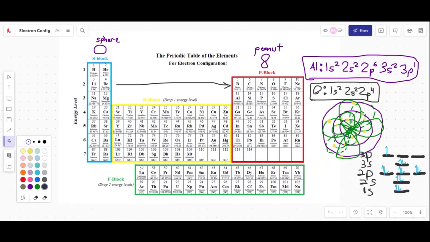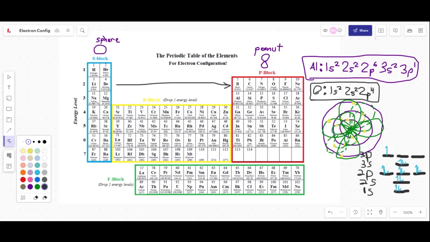You can think of three orientations of a peanut. You can have it going up and down. You can tilt it on its side and have it going side to side, or you can tilt it so that it's pointing away from you, and then it's in and out. So there are three different orientations of the p orbital. And each one of those pathways can have two electrons traveling on it, which gives you a total of 6 electrons in the p block.